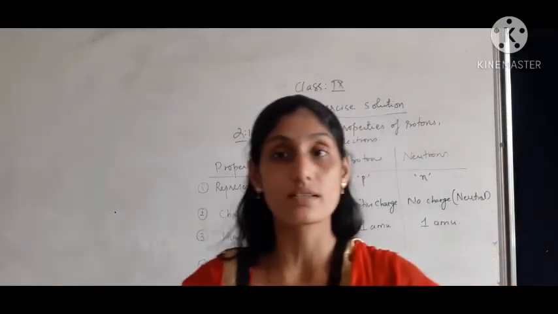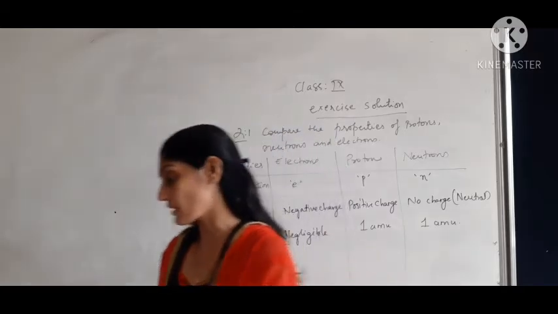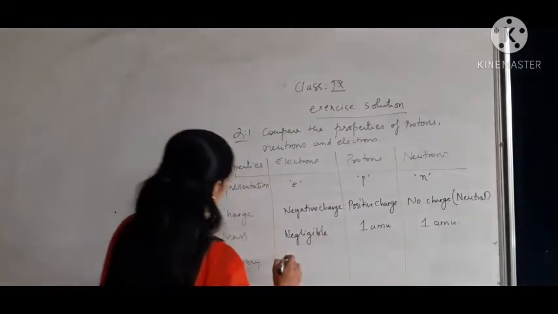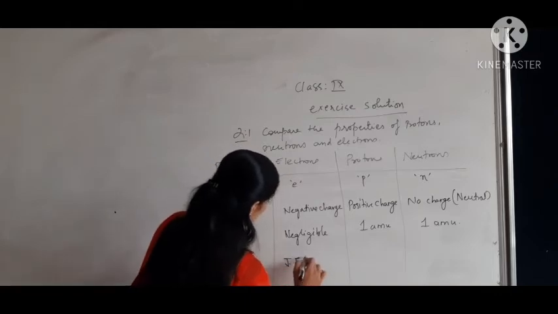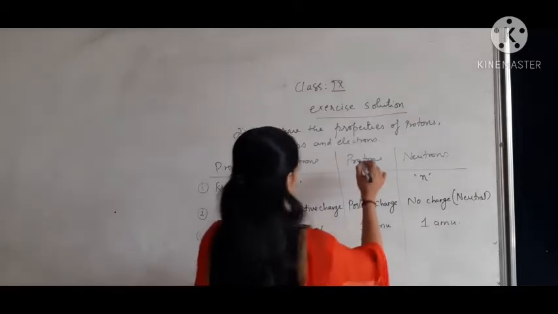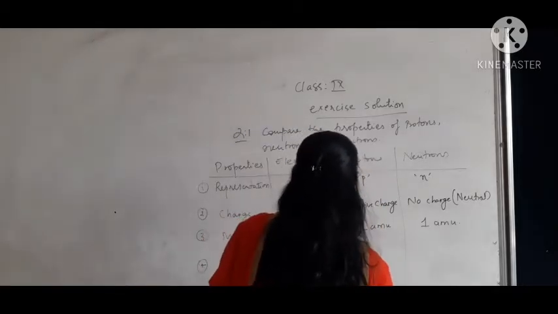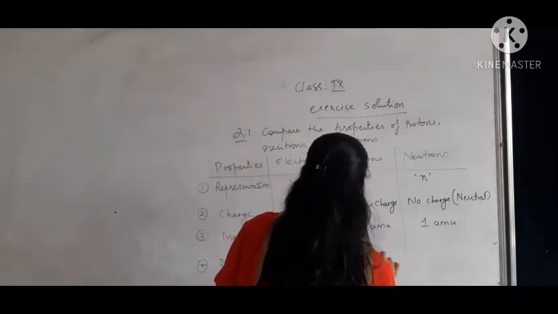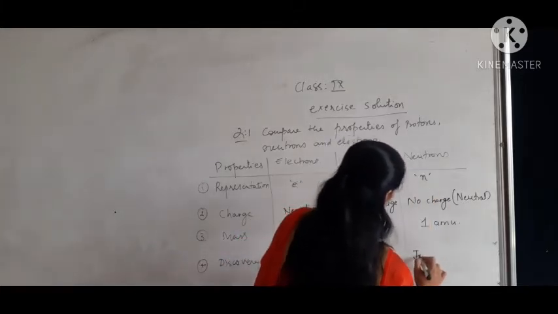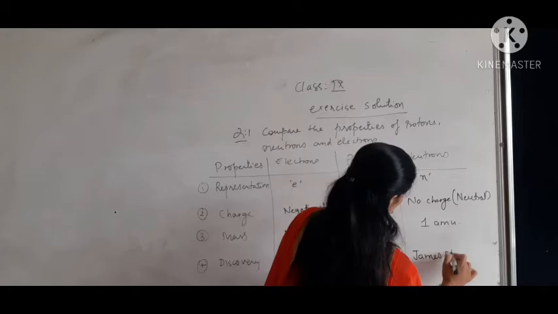Now discovery: who has discovered the electron, who has discovered the proton and who has discovered the neutron. So we can say that electrons were discovered by J.J. Thomson. Protons were discovered by E. Goldstein. And neutron was discovered by James Chadwick.